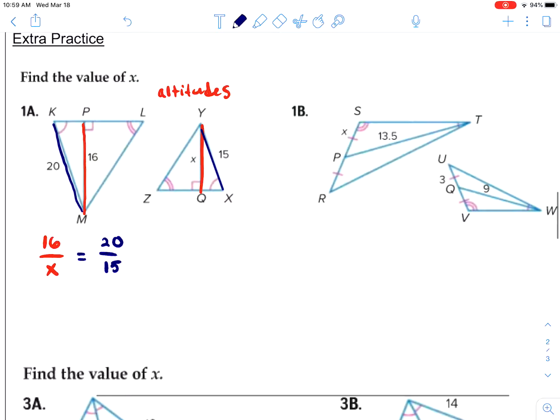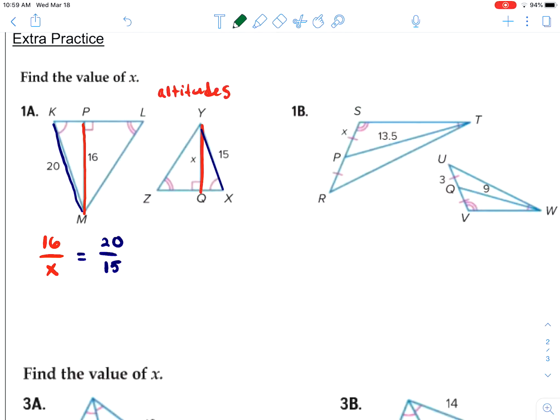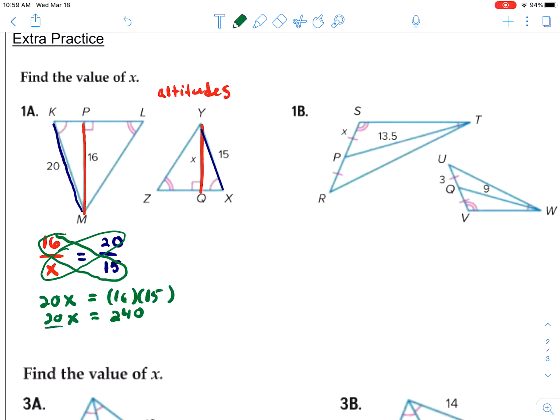All right, so let's go ahead and cross multiply and divide to solve here. So 20 times x is equal to 16 times 15. So 20x is equal to 16 times 15. That means 20x is equal to 240. Dividing by 20 to get x by itself, we get x is equal to 12.